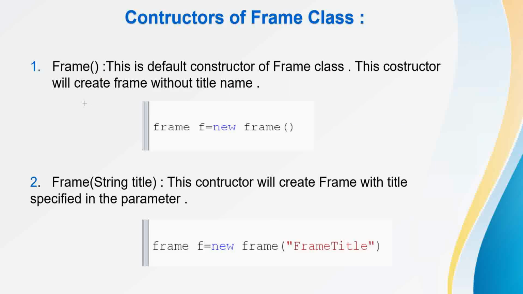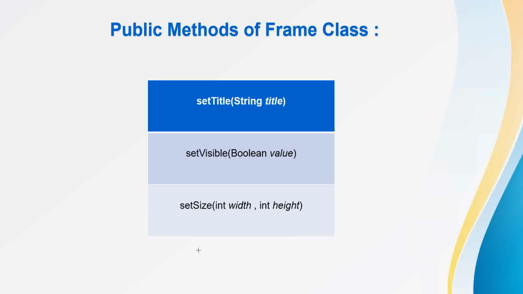Now we will see constructors of the Frame class. The Frame class provides two constructors. The first constructor is a default constructor and the second constructor takes one string value as a parameter. As you can see on the screen, this is an example of the default constructor and this is an example of the constructor with a string parameter. Here Frame is a class name and F is an object of the class.